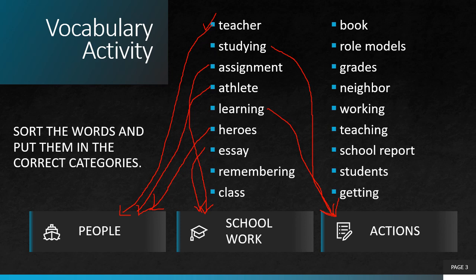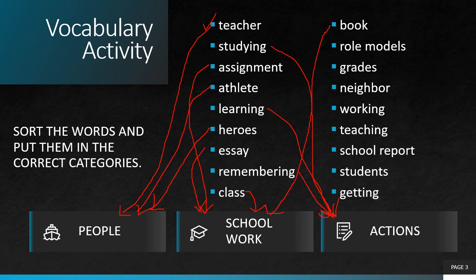How about remembering? Remembering is an action. When your teacher is teaching you, you must remember what he or she says. Class. What is class? Class is schoolwork, correct? How about book? Book is for schoolwork.